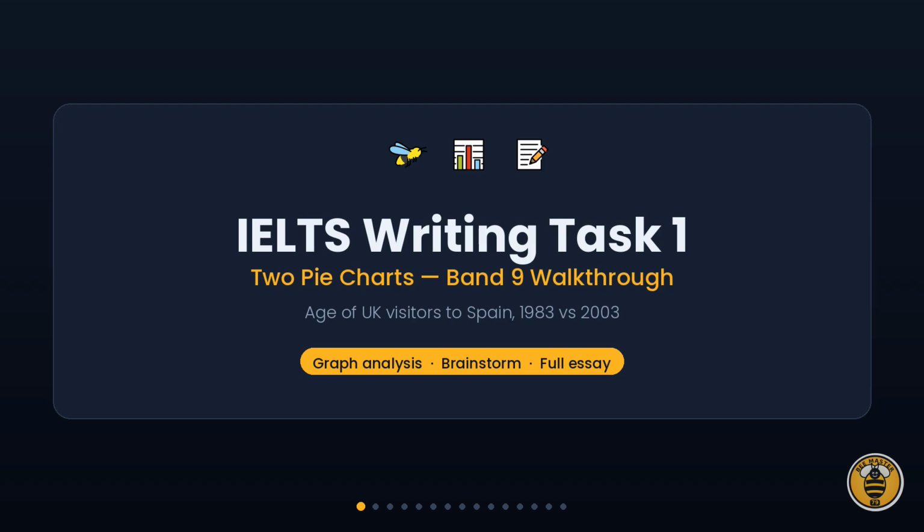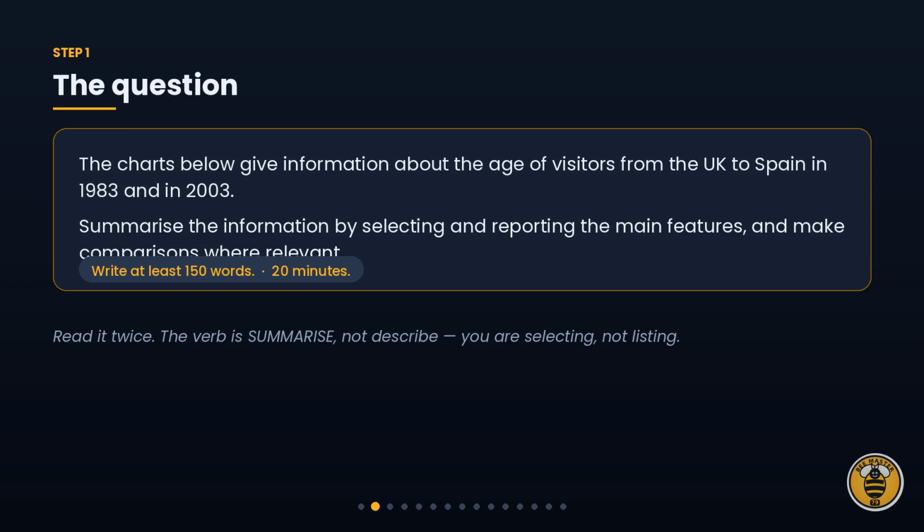In this lesson, we build a Band 9 answer to an IELTS Academic Writing Task 1 question using 2 pie charts. We will read the data properly, brainstorm the ideas that actually earn marks, and then write the complete essay paragraph by paragraph. Here is the question. The charts below give information about the age of visitors from the UK to Spain in 1983 and in 2003. Summarize the information by selecting and reporting the main features and make comparisons where relevant. Write at least 150 words in about 20 minutes.